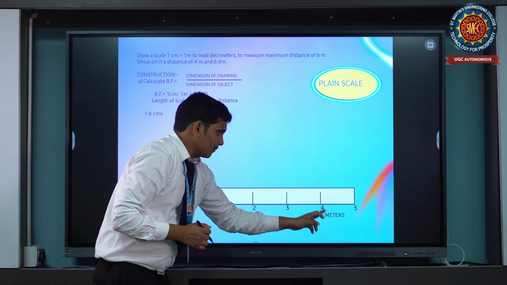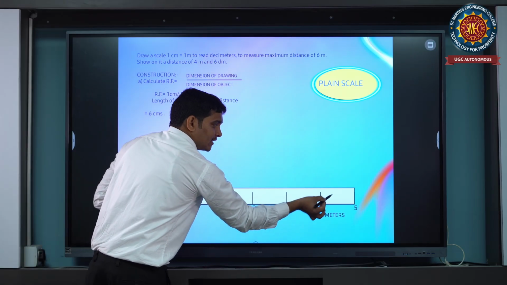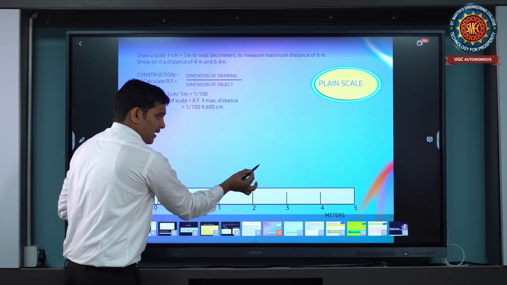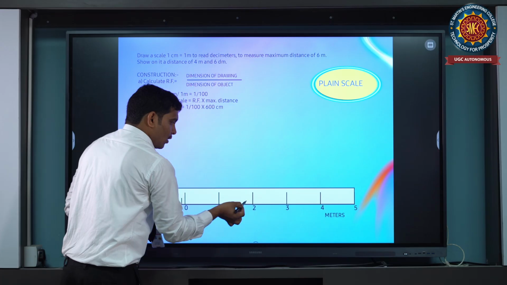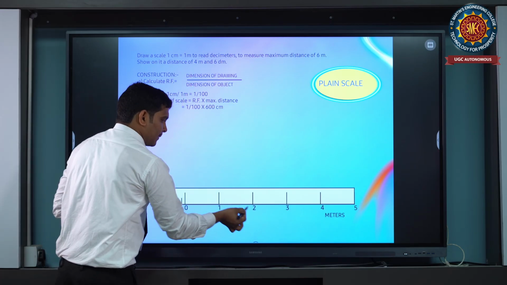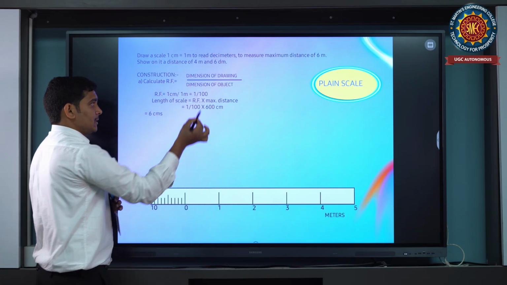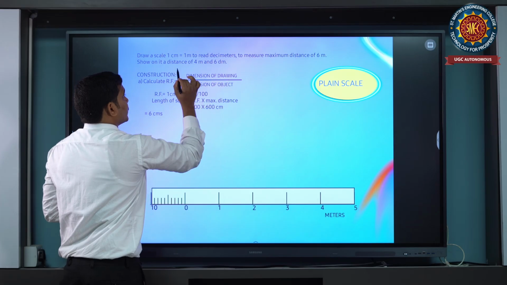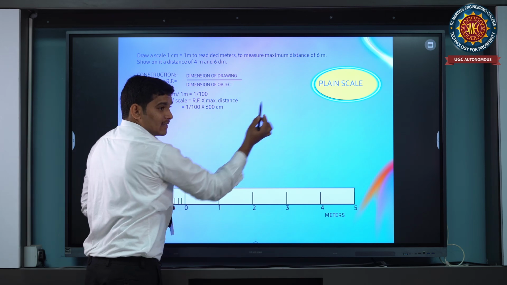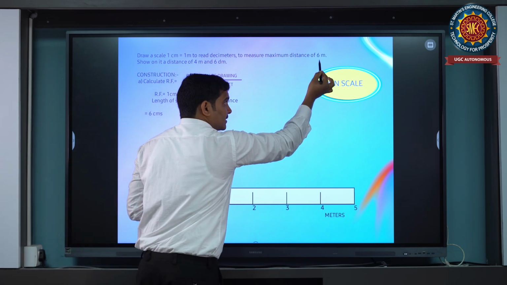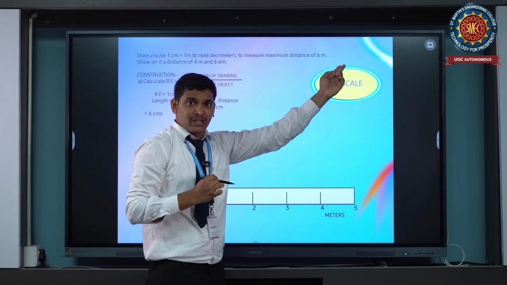First of all, you need to mark the meters here. Here the meters are in 10 equal parts. 4 to 5 is 10 equal parts, 4 to 3 is also 10 equal parts, 3 to 2 is also 10 equal parts, and 2 to 1 is 10 equal parts. The total distance of 6 centimeters represents 6 meters. 1 meter equals 10 decimeters as per the unit, so 6 meters equals 60 decimeters.